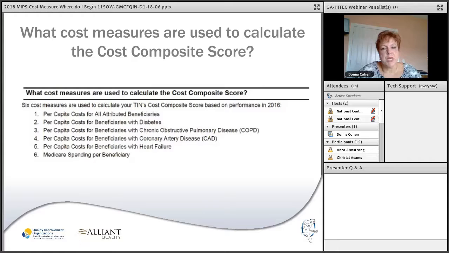So where are these cost measures coming from? We talked about where the quality measures are coming from. The cost measures are coming from those patients that are attributed to your TIN and the beneficiaries with diabetes, COPD, coronary artery disease, heart failure, and that Medicare spending per beneficiary, which again is the hospital cost of those beneficiaries attributed to your TIN.